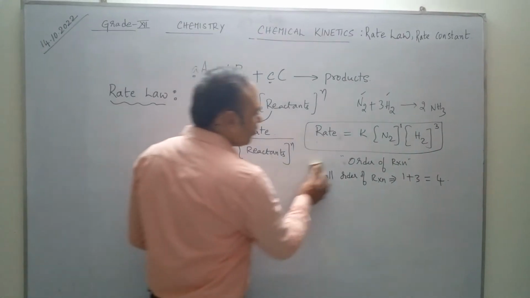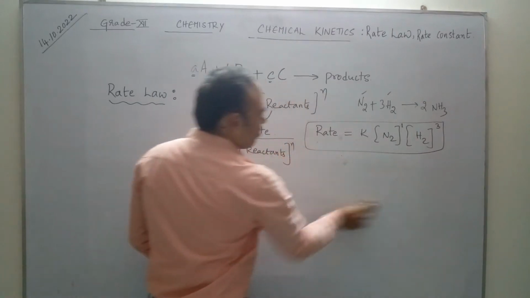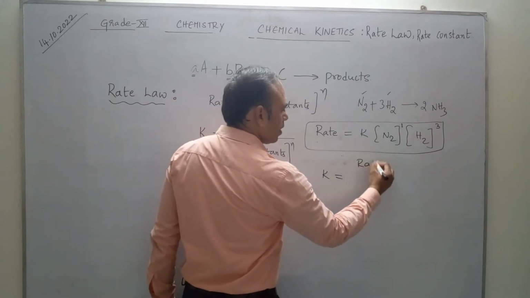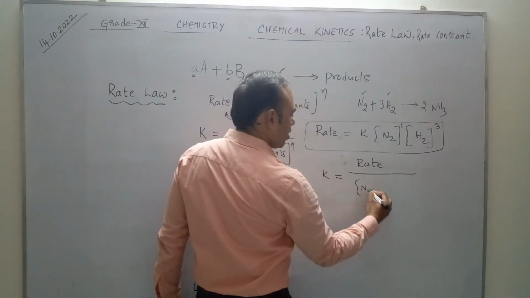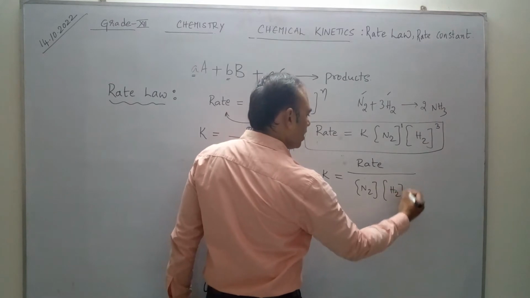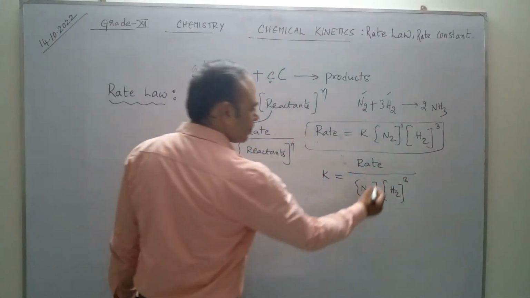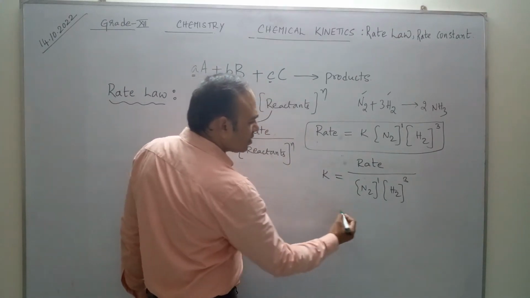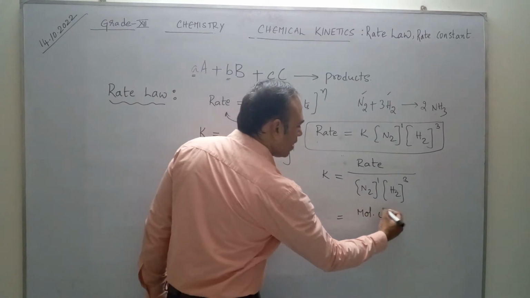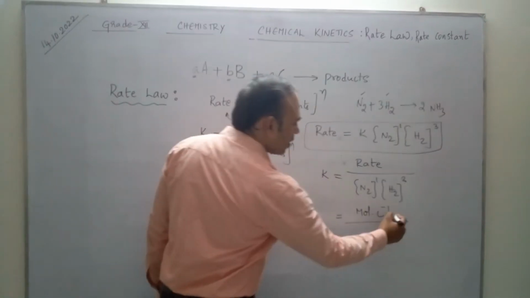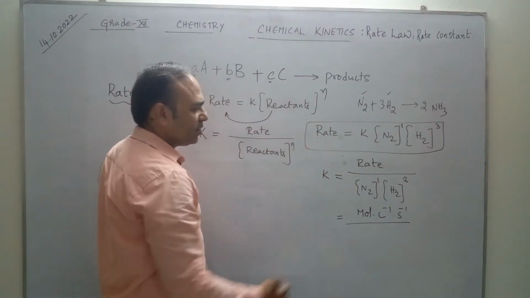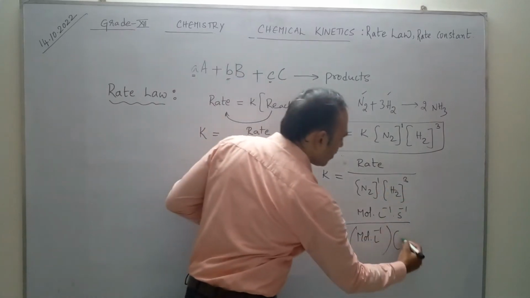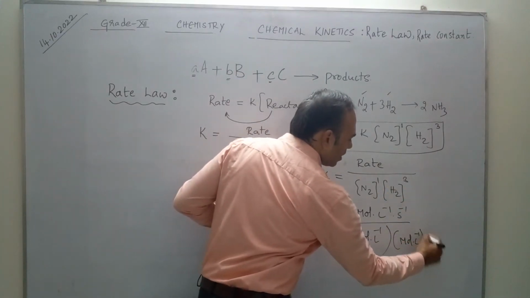So in such cases, how to find k here? We can write like this: k is equal to rate by concentration of N2 into H2 to the power of 3 here. So we can very easily note this. There is one formula also which we will discuss later, but when you write like this, concentration per second divided by, for N2, mole per liter, and here you have mole per liter to the power of 3.